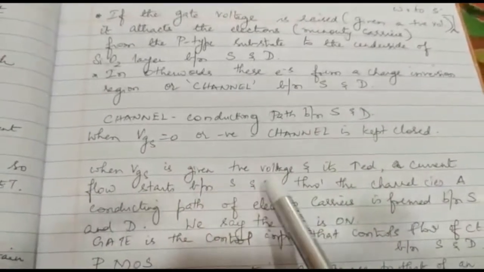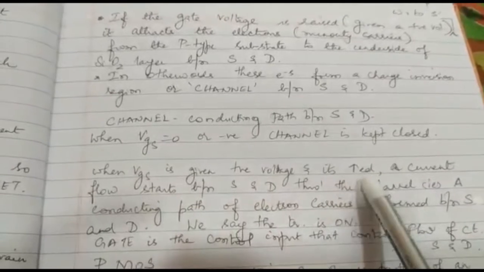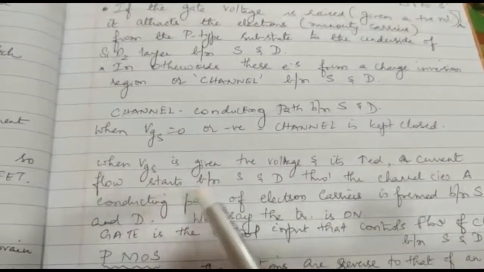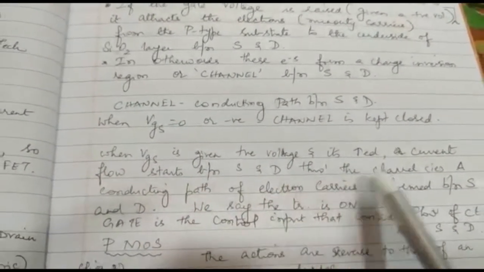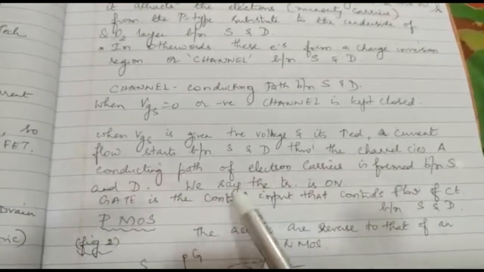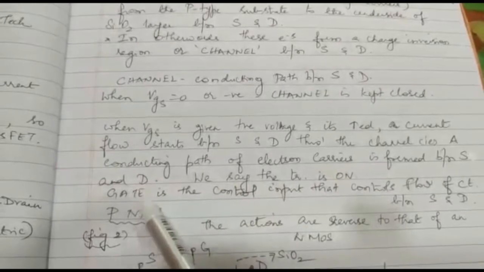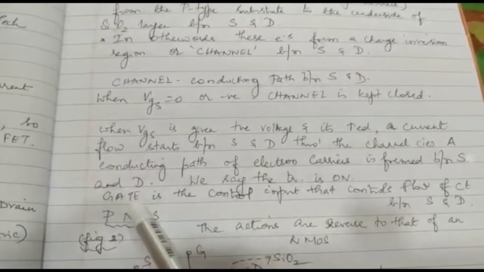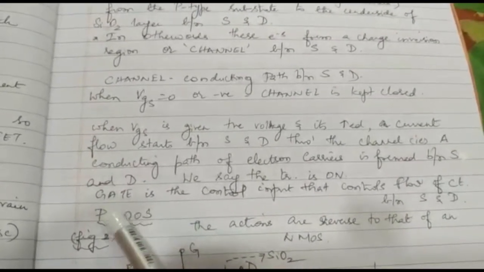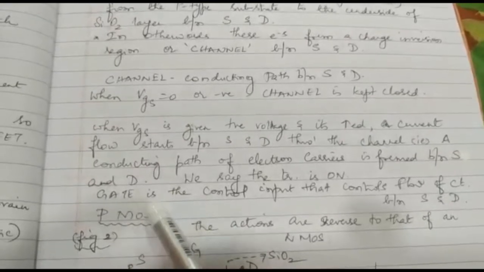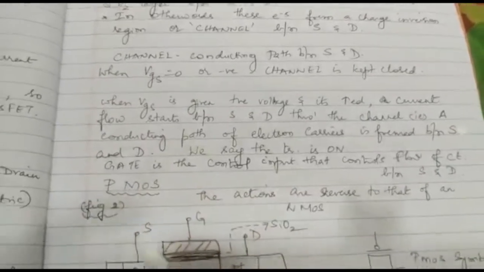When it is given a positive voltage and it is increased, a current flows between source and the drain through the channel. We say that the transistor is on when there is a current flow. So now we can see the voltage to the gate controls the flow of current between source and the drain. Therefore, the gate is called the control input of the device.